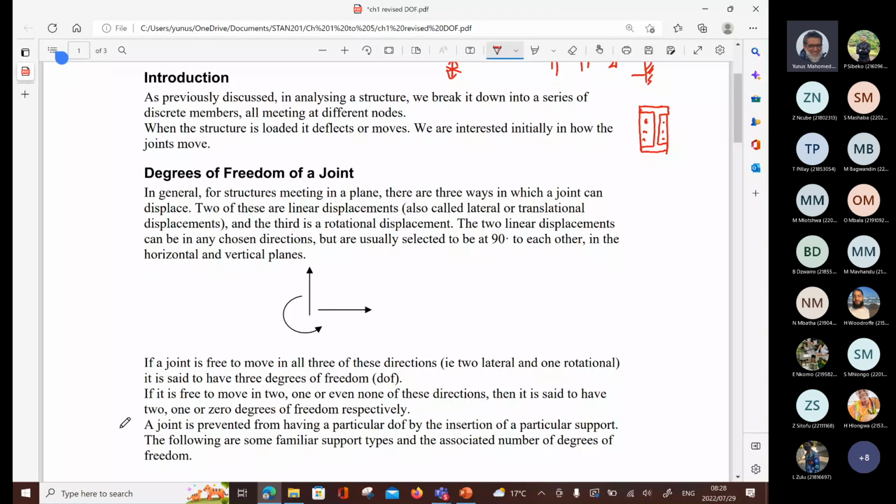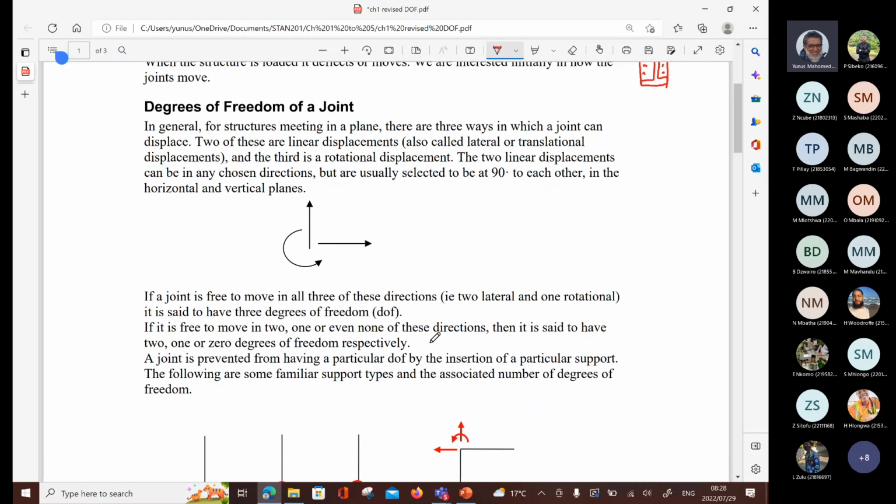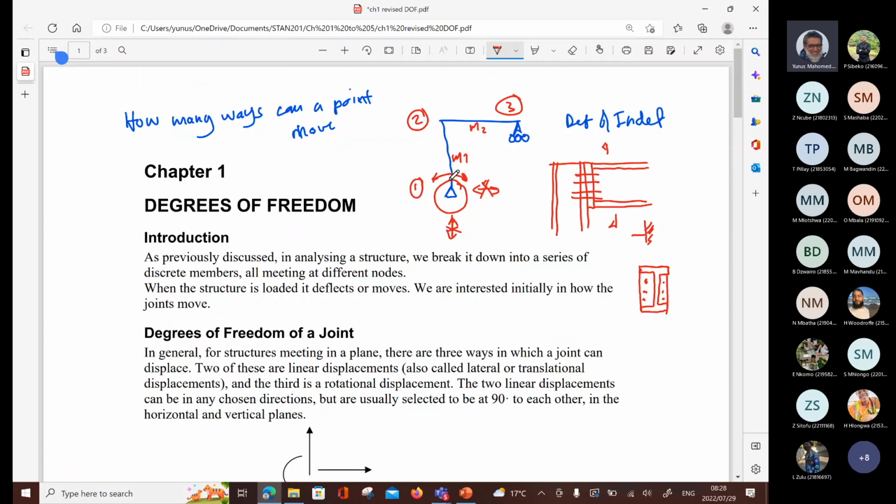If a joint is free to move in all 3 of these directions, 2 lateral and 1 rotational, it is said to have 3 degrees of freedom. Just looking at this one, 1 degree of freedom, you agree that it can rotate around the pin. How many degrees of freedom do we have at node 3? So at node 1, I have 1 degree of freedom. In other words, it can rotate about the pin. At node 3, how many degrees of freedom do I have?